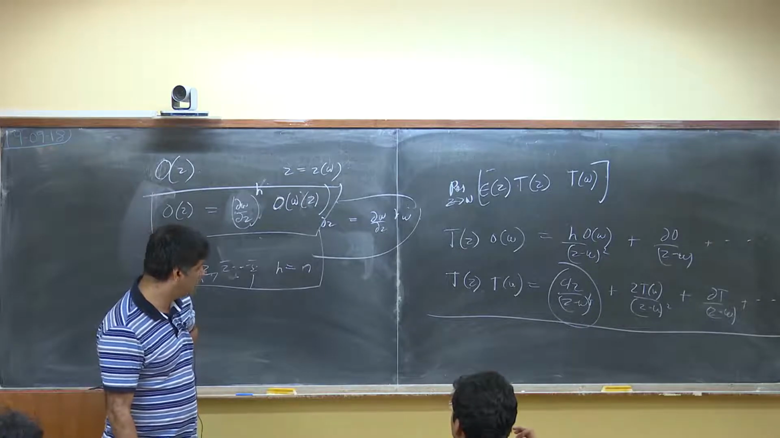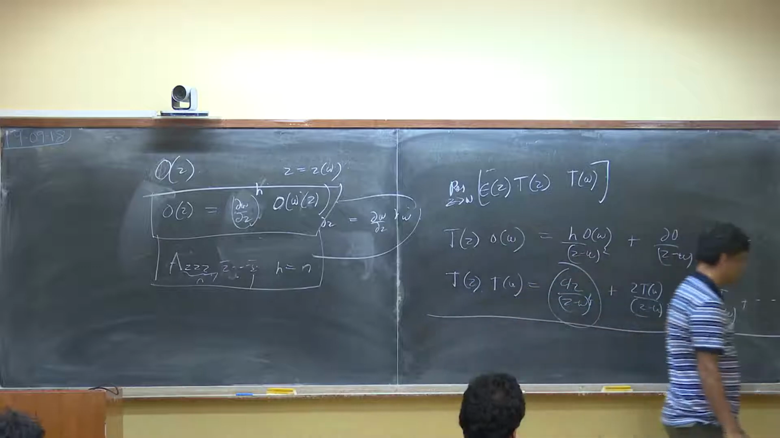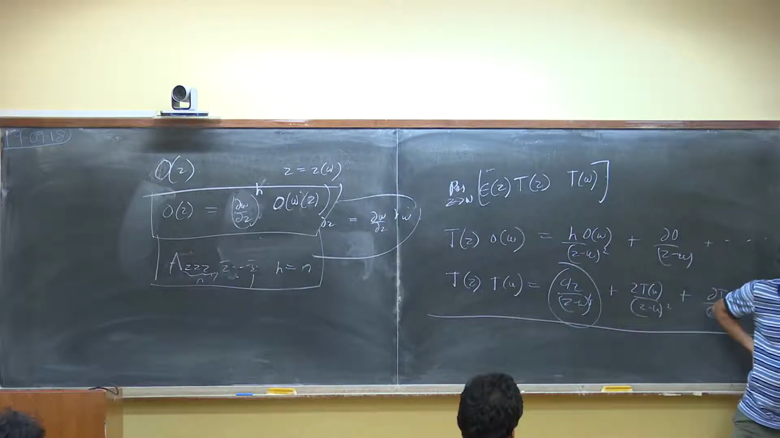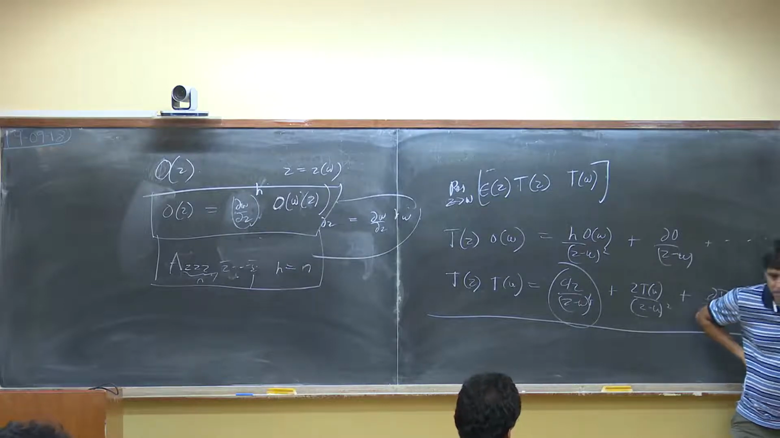You make an infinitesimal Weyl transformation away from your flat metric. Correct, a little bit away. And then in that metric there will be some stress tensor which is covariantly conserved. Yes.